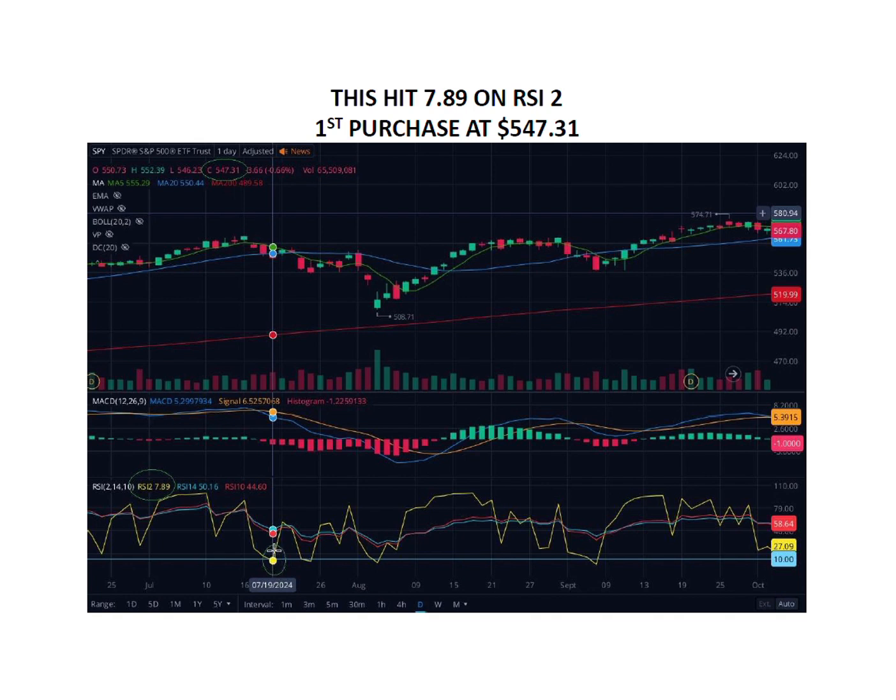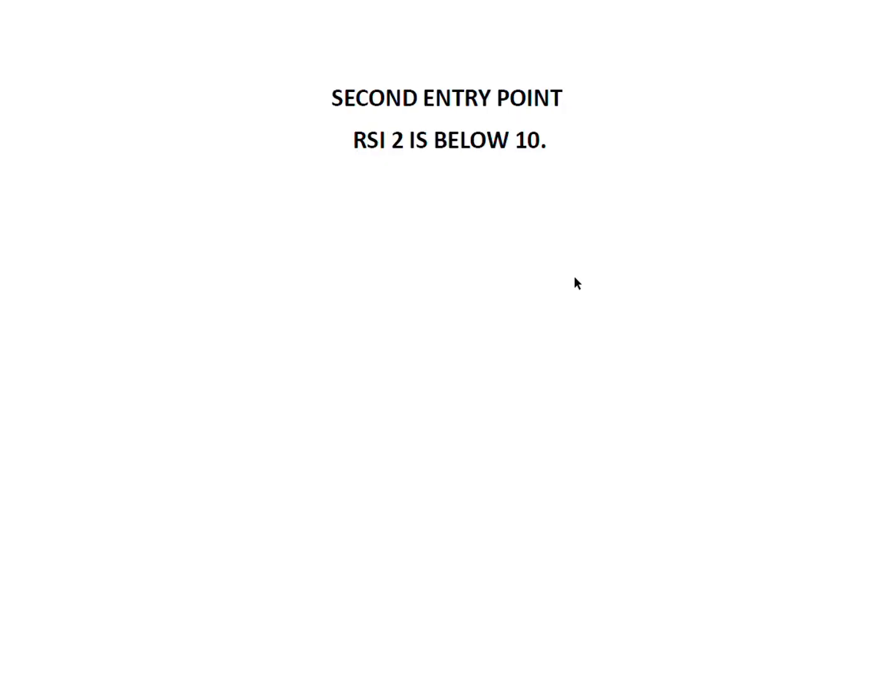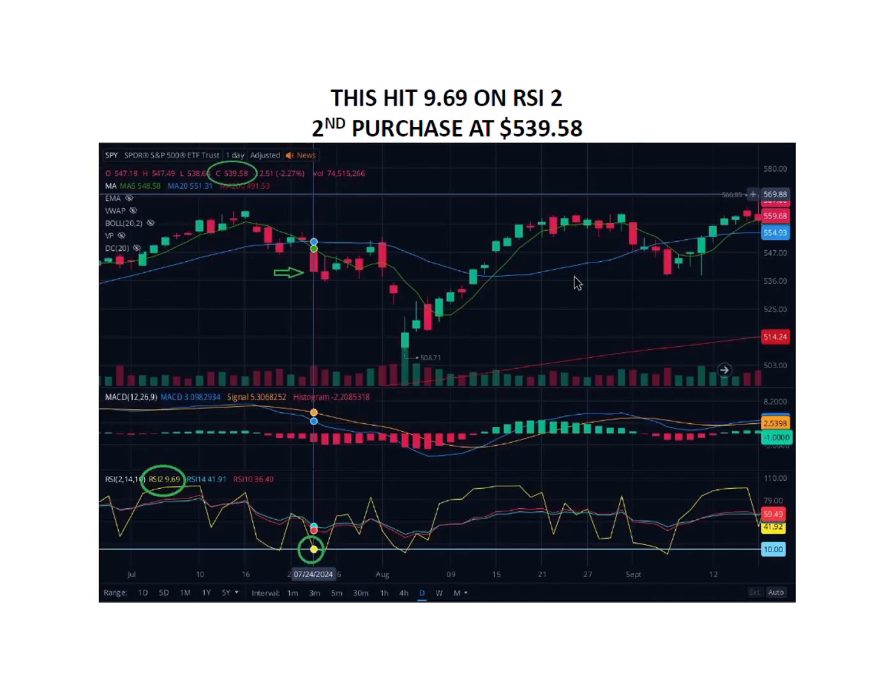So it dropped below the 10, at 7.89. What's that price? That price is 547.31. I wrote it at the top of the chart up here because it is a little faint to see, but that C stands for close. So that's the closing price for that day. L is the lowest that it dropped, right? H being the highest that price made it for that day. All this is just the day numbers. So on this day, it dropped at the end of the day below the 10, so I purchased it at 547.31, my first purchase. It gave me a second buy point right here.